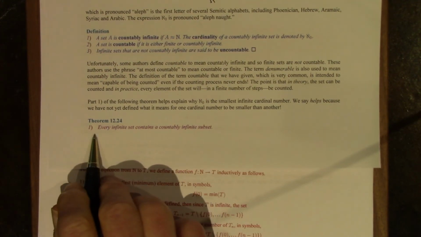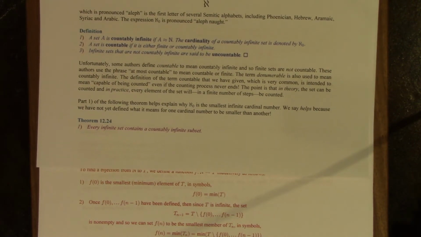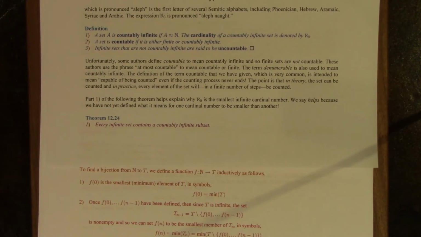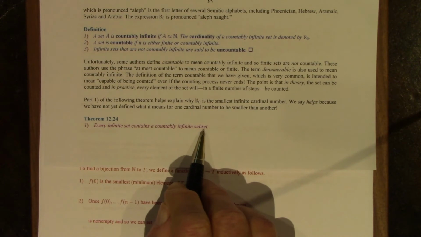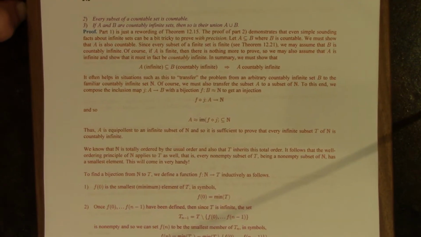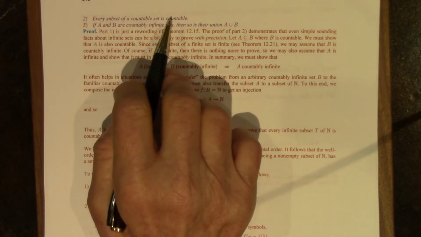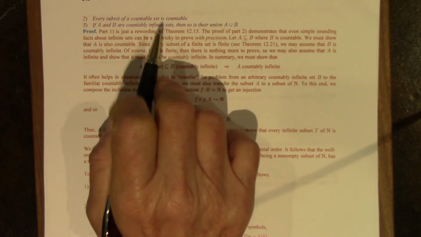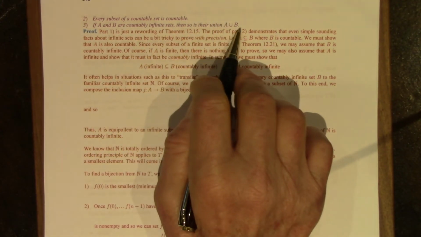Here's the theorem. Part 1: every infinite set contains a countably infinite subset. That is in fact a rewording of the earlier result we had, that every infinite set contains a subset equipotent to the natural numbers. So we've already done that. This is just a rewording of that earlier result. Part 2 of the theorem says that every subset of a countable set is countable. Seems reasonable. We already know that every subset of a finite set is finite. Part 3: if A and B are countably infinite sets, then so is their union.